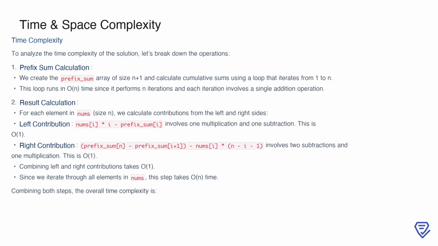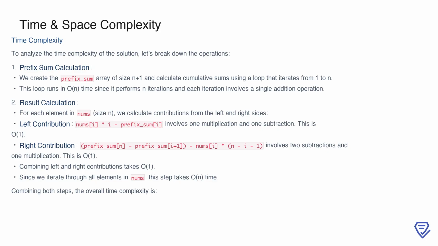To analyze the time complexity of the solution, we start by breaking it into two main operations. First, there's the prefix sum calculation. Here, we create an array called prefix_sum with a size of n plus 1 and compute the cumulative sums for the elements in the input array nums. This involves a single loop that iterates from 1 to n, and since each iteration performs a straightforward addition operation, the step runs in O(n) time.